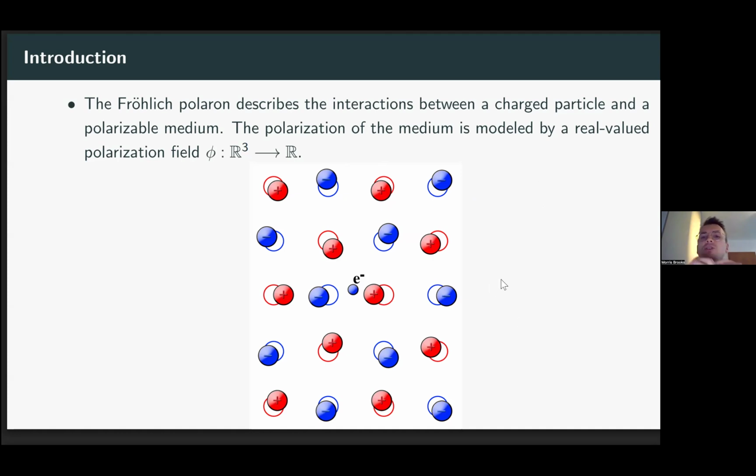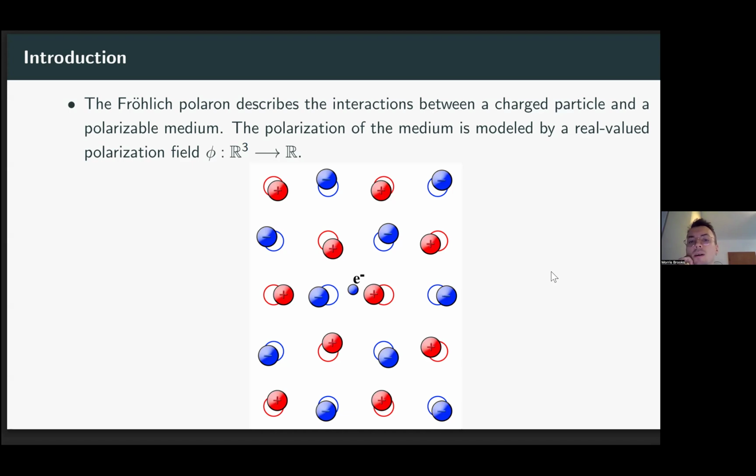You have a negatively charged electron, and this electron travels through a polarizable medium. What I mean by this is that the medium has a total net charge of zero. However, due to the electric field of the electron, it will attract the positive parts in the medium and repel the negative parts. So the picture we should have in mind is that while traveling through the medium, the electron is followed by a cloud of polarization. And this composite object, the electron together with the attached cloud of polarization, is what we call a polaron.